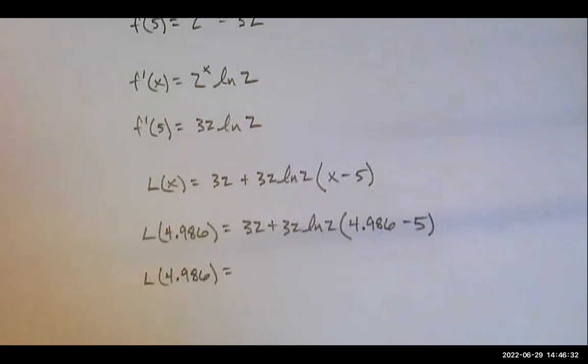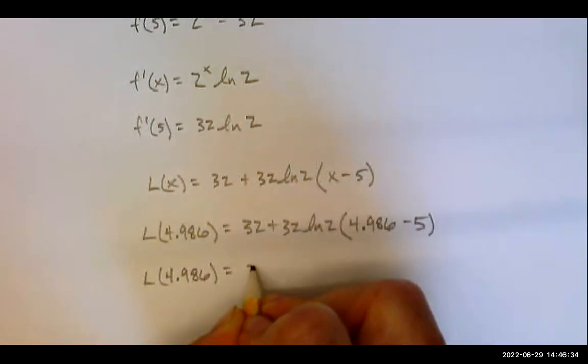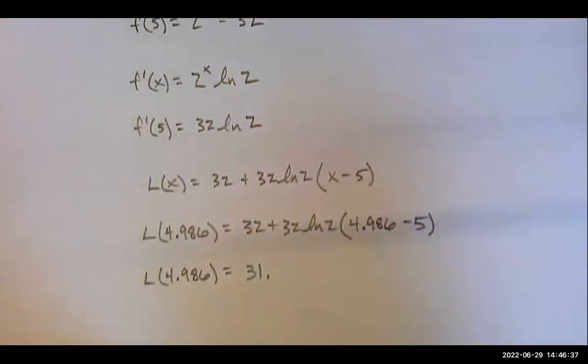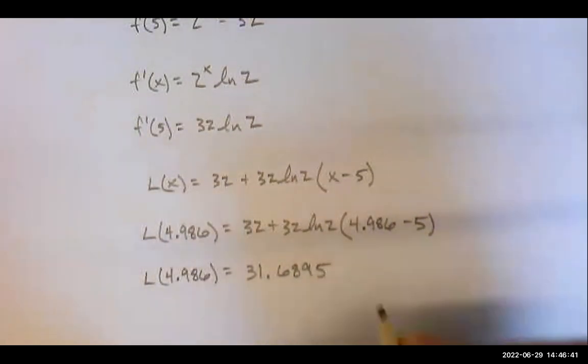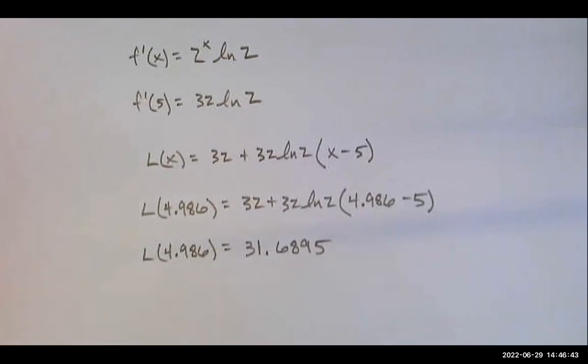So I'm just going to put it in a calculator. And here's what I got. We're going to round this to 4 places: 31.6895. If I go to 4 place values, there's our answer. We have approximated 2 raised to the 4.986.